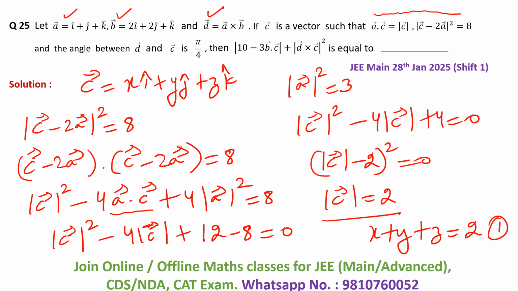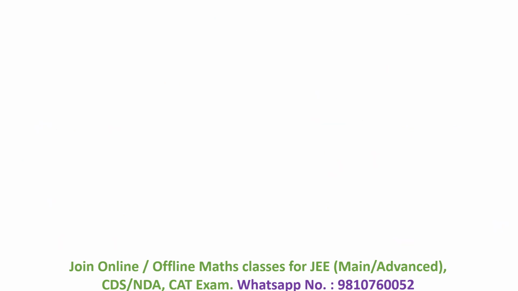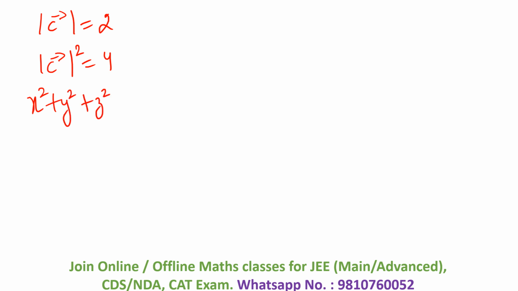Now students, we move further. Now since we have mod of c equal to 2, so I can say mod of c square is equal to 4, or I can say x square plus y square plus z square is equal to 4. So this is our second equation in terms of x, y and z. Now students, to get the values of x, y and z, we need 3 equations. We have got 2 equations, one more equation we need to find in terms of x, y and z.